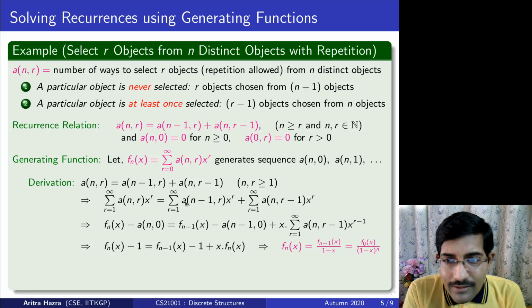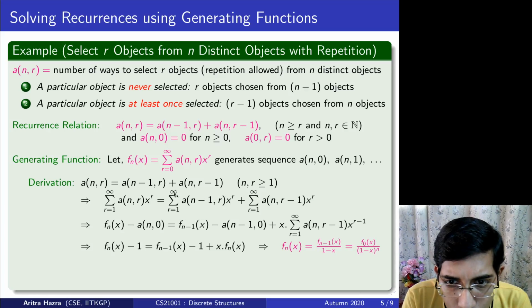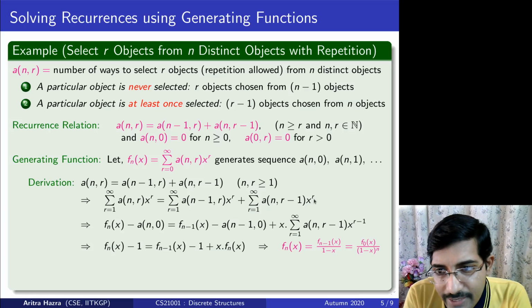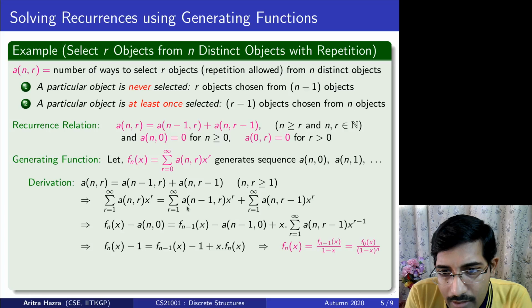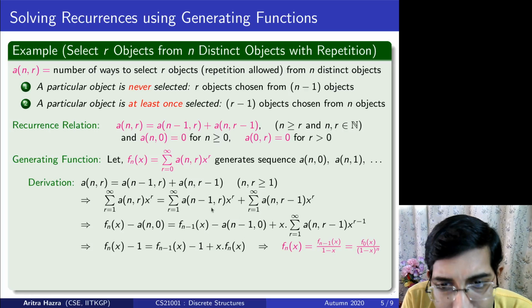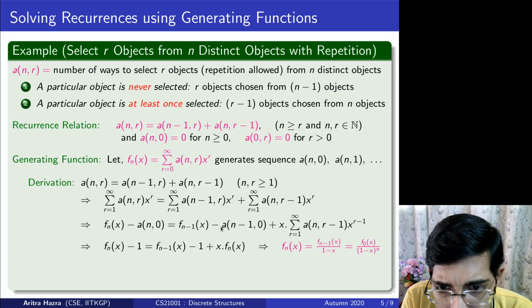What is this one? If you take out one x from it, it will be r minus 1, so r minus 1 goes from 0 to infinity. This is the same as f_(n-1)(x), because this part is n minus 1. What is this one? Here I do not have to take out an x, so it is just in the form of x to the power r. This is n minus 1. So, going by the previous analogy, I get f_(n-1)(x) minus a(n-1,0), because f_(n-1)(x) starts from r equal to 0.